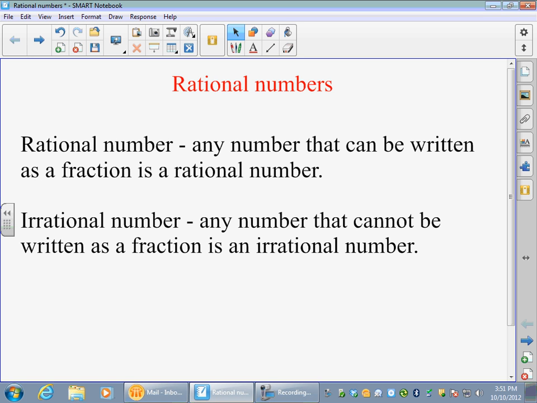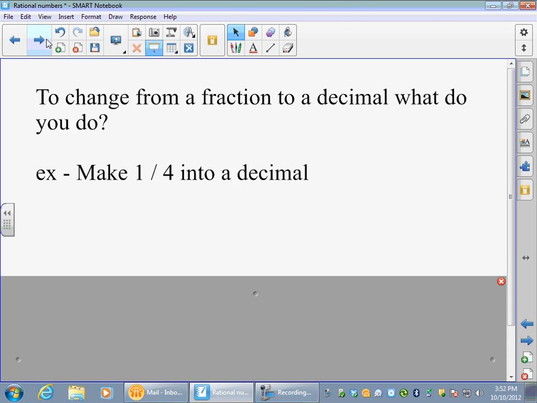We are going to, in a minute, look at more of these and see what numbers we can write as fractions, and what we cannot write as fractions. But first, before we do that, we need to remind ourselves of something. To change from a fraction to a decimal, what do we do?